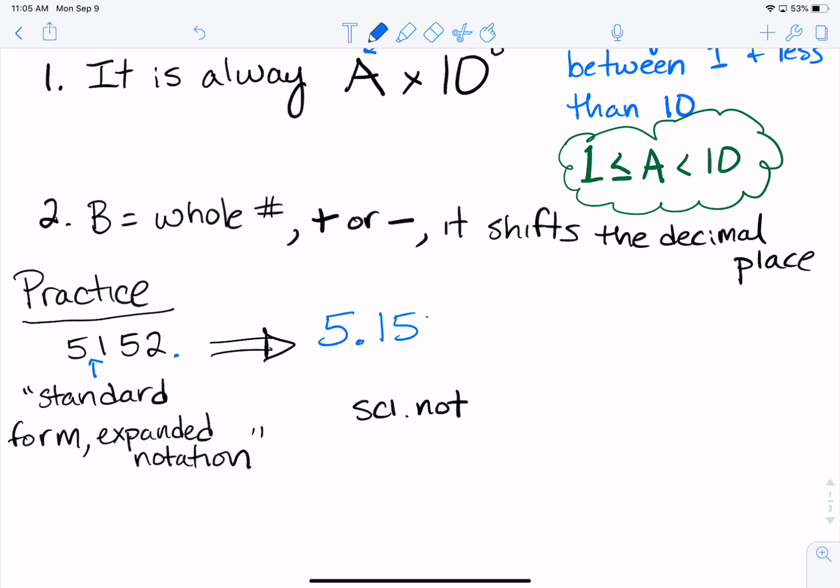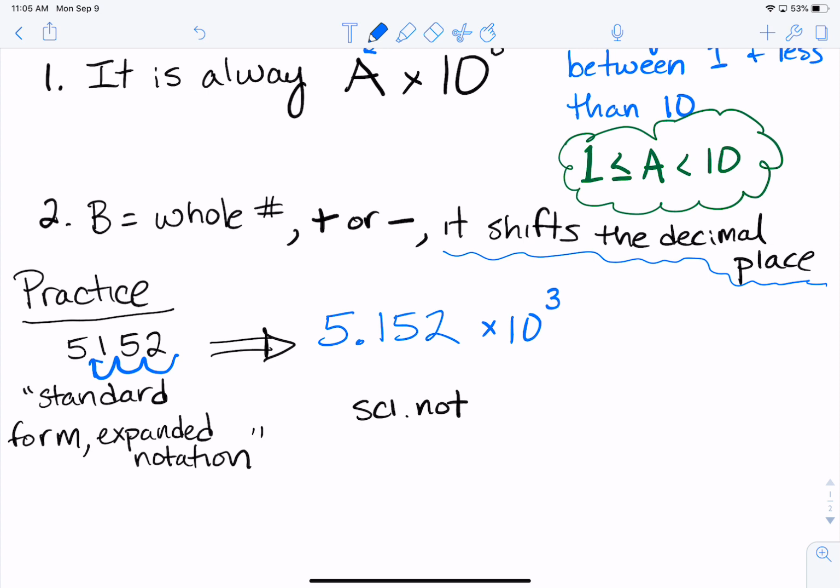5.152. Is this a number between 1 and 10? Yes. So now I say times 10 to the, and remember the whole point of the little exponent I'm about to put here is because it shifts the decimal place. So I need to shift the decimal place. How far did I move it to make my wish? I went 1, 2, 3. So I'm going to put a 3 there. I'm not done yet though.